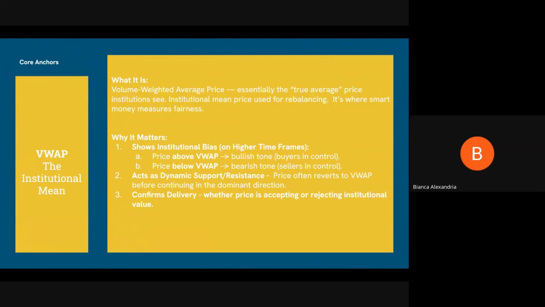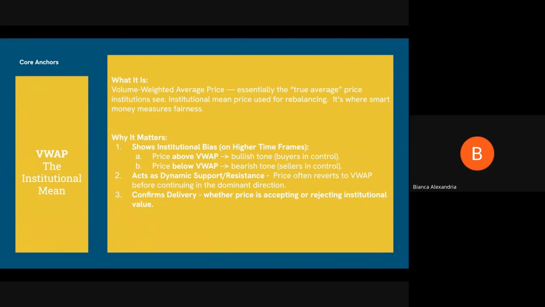The price is used for rebalancing. So this is how we can now establish smart money, which are the institutions. This is how they identify fairness as well as volatility. It's important because it shows institutional bias, especially on the higher time frame. So if price is above that blue line that I have on my charts, if it's above the VWAP, then price is setting a bullish tone and buyers are in control. If price is below the VWAP, then there's a bearish tone and sellers are in control.